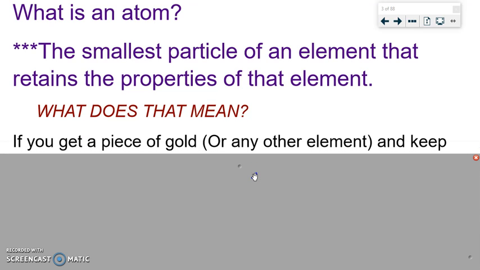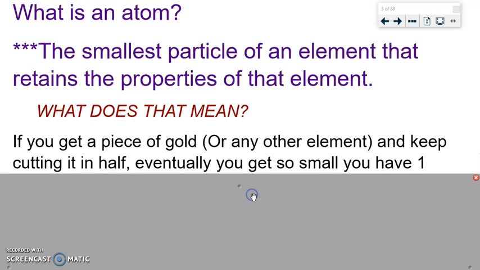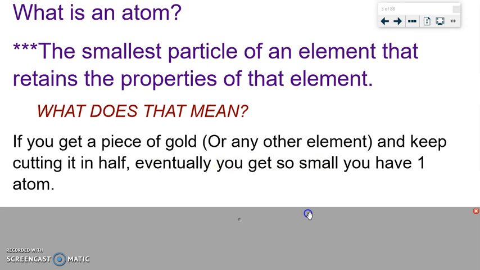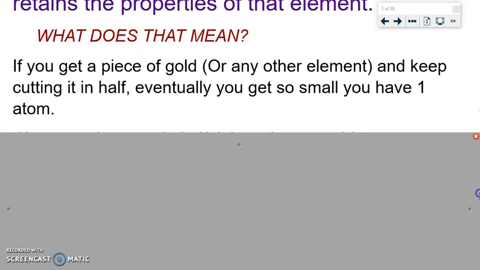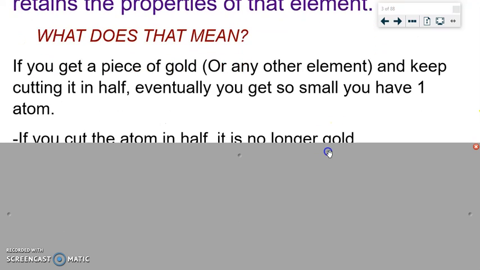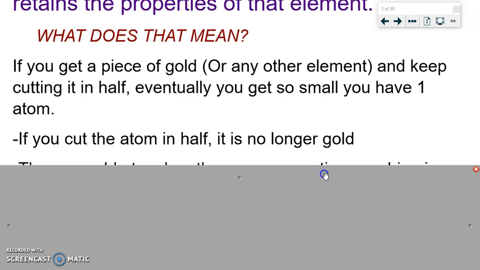So if I get a piece of gold or a different element like copper or silver, and if I keep cutting it in half and cutting it in half and cutting it in half, and it gets smaller and smaller, eventually, you get so small that you have only one atom. So you've cut it in half so many times that the piece you have now is just one atom big. Okay? Now that one atom, if I cut it in half, it's not gold anymore. It's something different, and that's a nuclear bomb, and we're not going to do that.